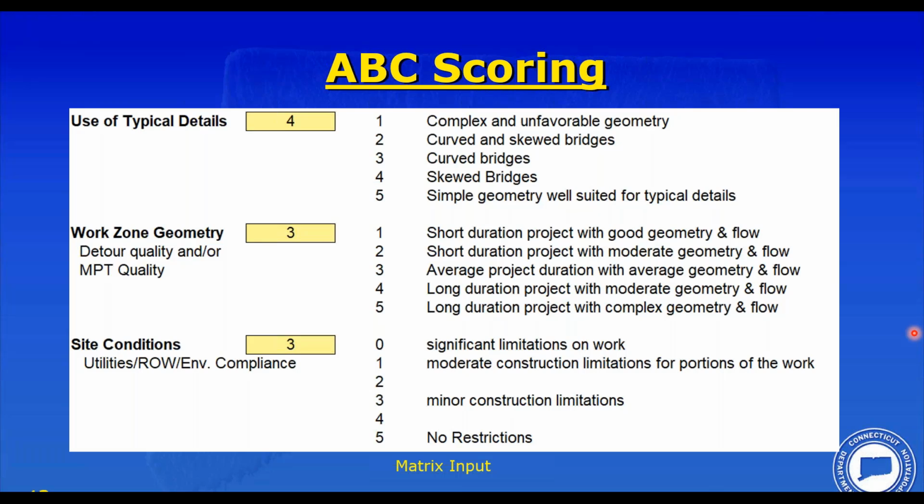Site conditions, again, we have a score of 0 to 5. You can enter a 2 and a 4. You can logically go between the two numbers, but we think this is a minor construction limitation. As you recall, we don't have utilities on the bridge. We have that commuter parking lot under the bridge that we could use. There are no waterways under the bridge. So it was a pretty minor construction limitation. The contractor would be given quite a bit of area to work under this bridge. So we gave it a 3. You could argue this might have been even a 4.